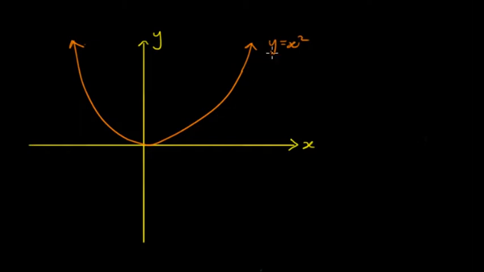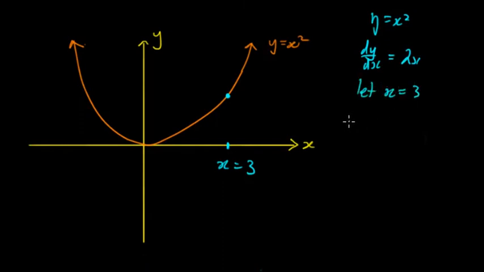We'll use this as an example, y equals x squared. Let's take the point x is equal to 3. Then we have to find what is the gradient at this point. Well, if y is equal to x squared, then dy/dx is equal to 2x. Now we sub in the point x is equal to 3. So let x equal 3, and therefore we know the gradient at this point is going to be 6.